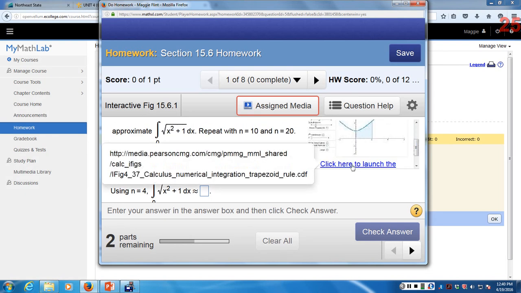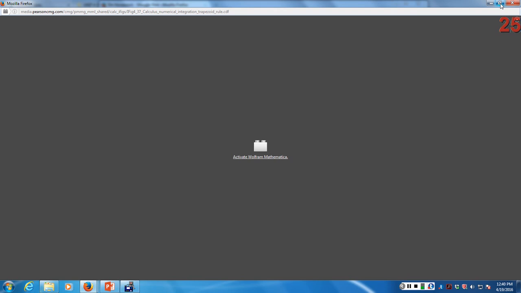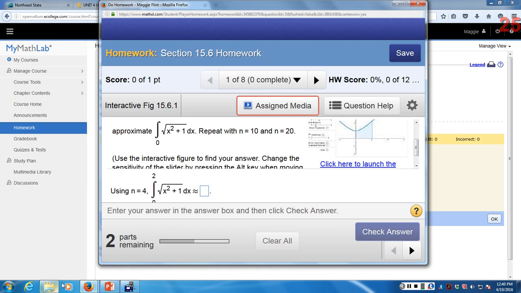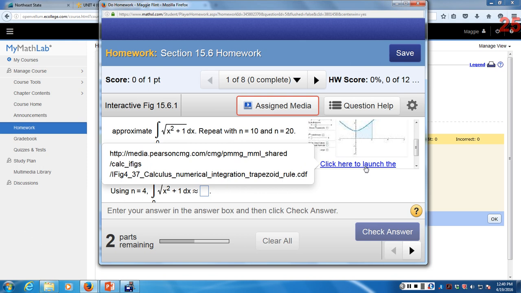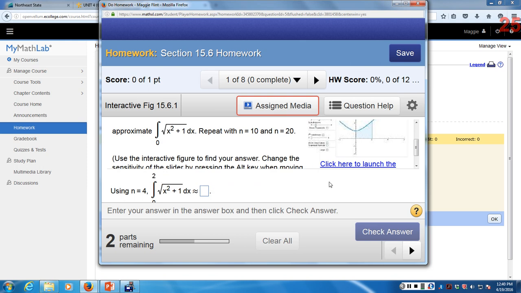So you launch the app, and Wolfram's not loaded on here, daggone it. I thought it was. Well, you should be able to launch the app. If you were at home, you could launch the app. And what you would do is do exactly what this says. You just slide it to what you want it to cover. You can put in the formula and tell it that you want 4 trapezoids, you want 8 trapezoids, you want 10, however many you want.